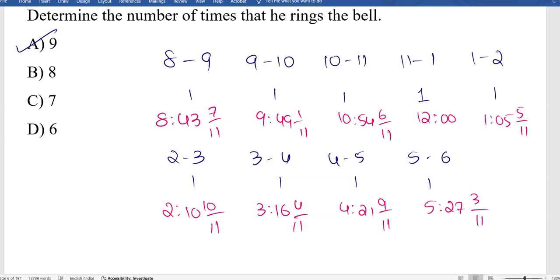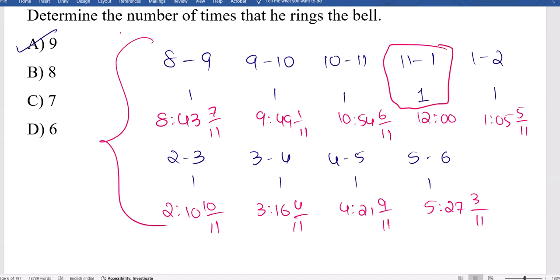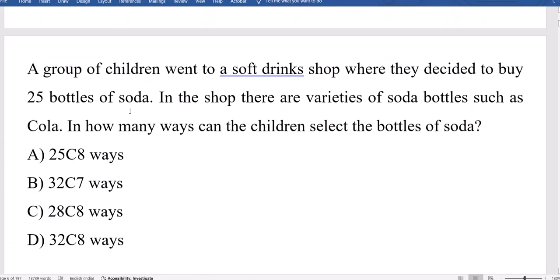There are a lot of inputs we can discuss later. But the thing is, 12 o'clock is the problem. Whenever you get 12, you do minus 1 that many times. Fine. So 9 is the answer. 10 is not there.